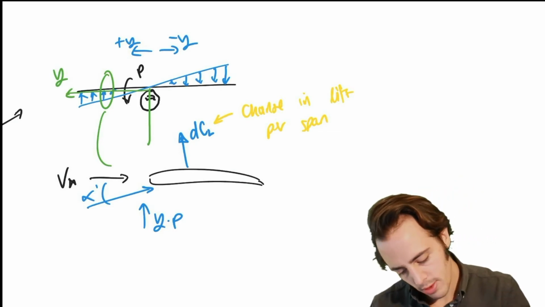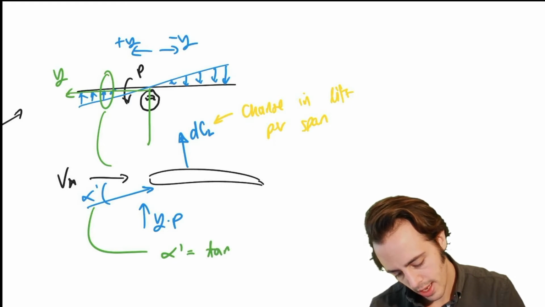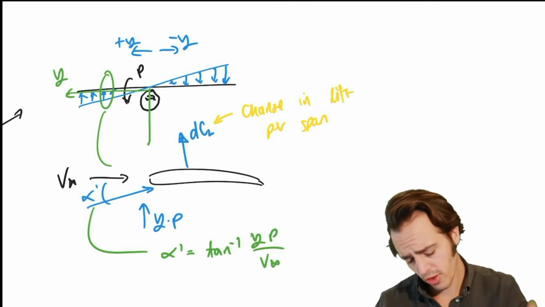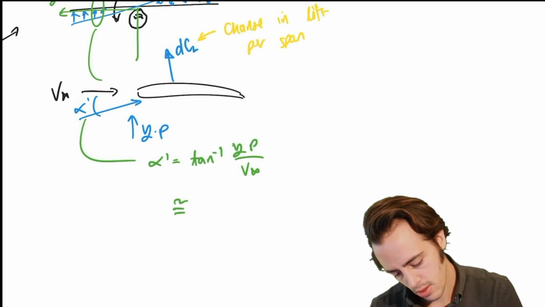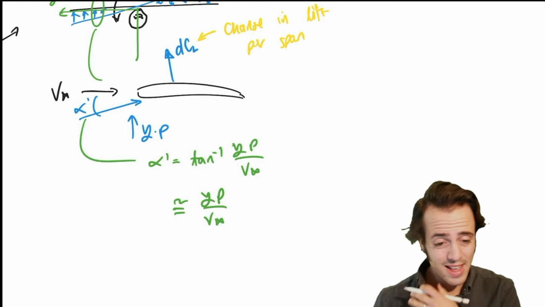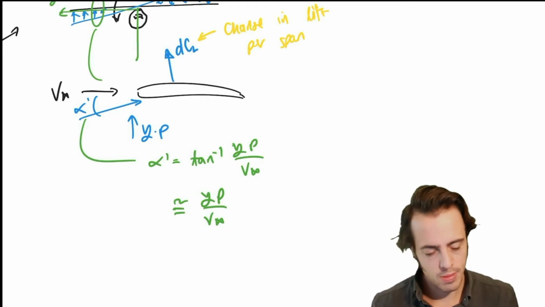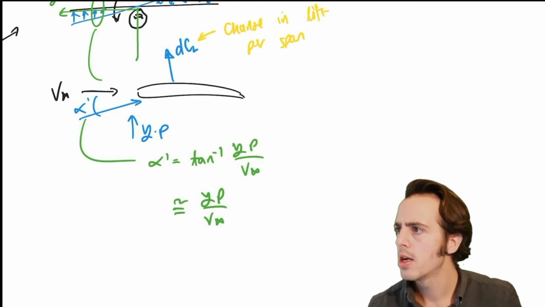So we can work out what this alpha is equal to. Alpha prime is equal to the arctangent of yp divided by V infinity, which for small angles is approximately equal to yp on V infinity. So the arctangent, small angle approximation, we don't tend to use that so much, but I did a quick check because I wasn't certain about it myself how valid it was.